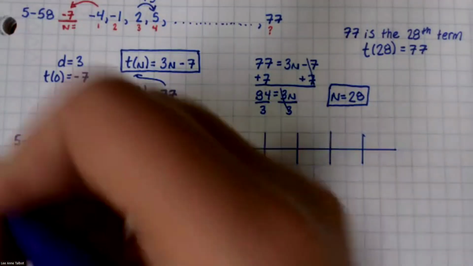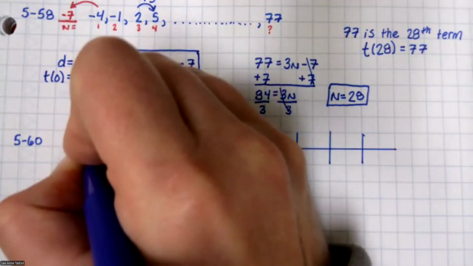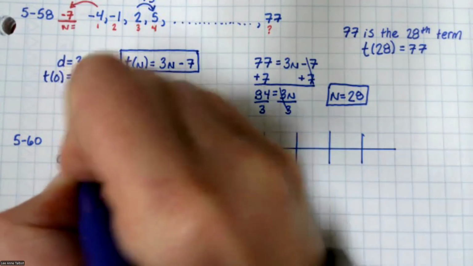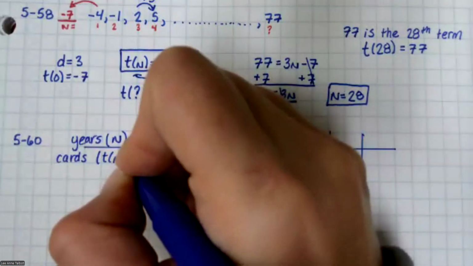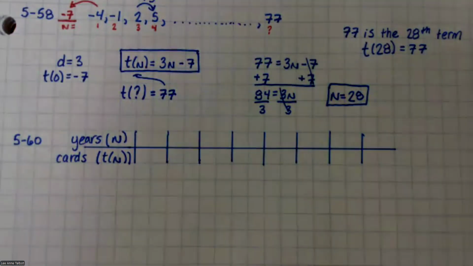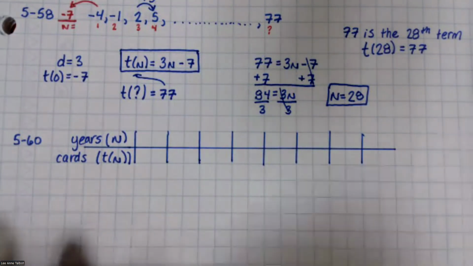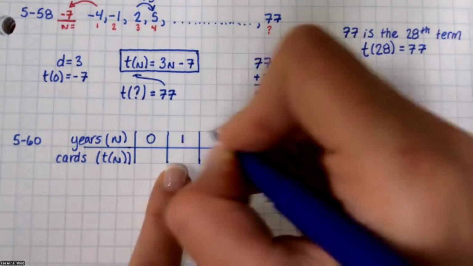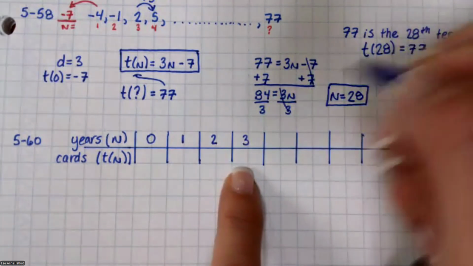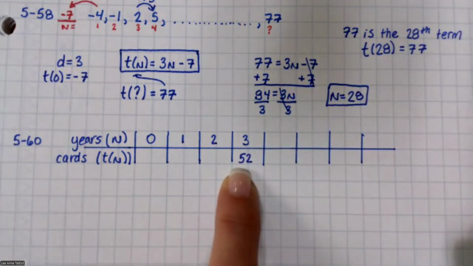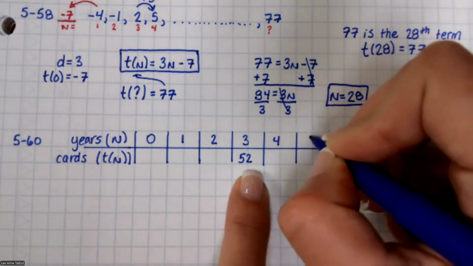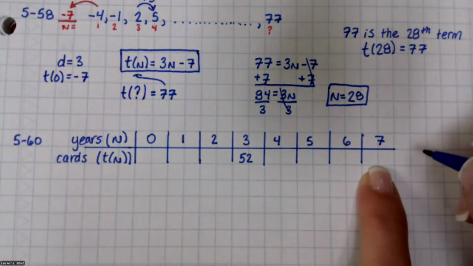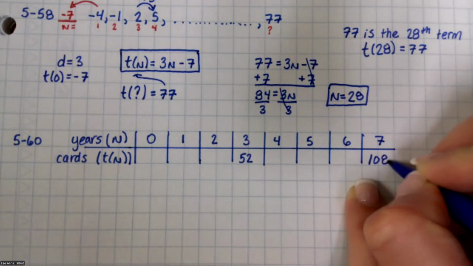Okay, so I'm going to label my table with years and cards, and I always make a spot for zeros. So this is when he found the box in the garage. And then it said 3 years later, he had 52 cards. And now, which is 7 years later, because he found the box 7 years ago, he has 108 cards.